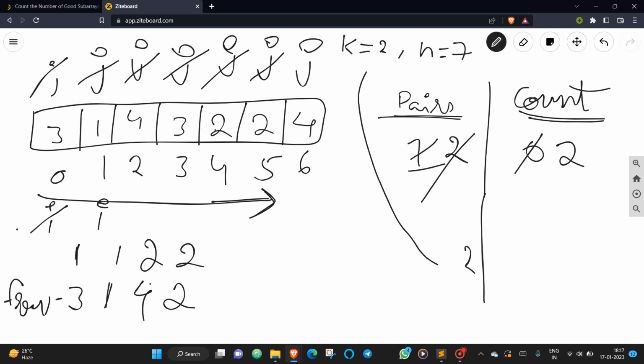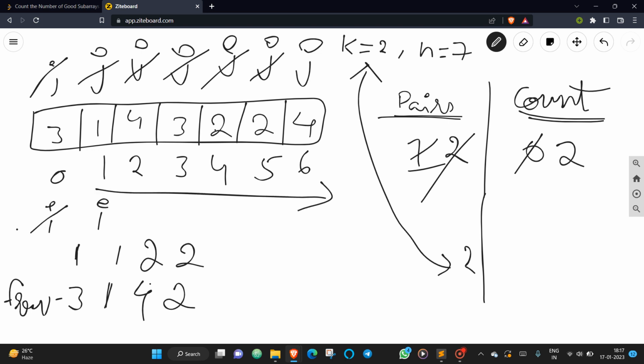Now you can see this window is satisfying your k pairs. So now what you need to add in your count, that is n minus j. What is n minus j? That is 7 minus 6, right? So you need to add a total count of 1. That is, total will become 3, right? So you understood, right, why I was adding n minus j?